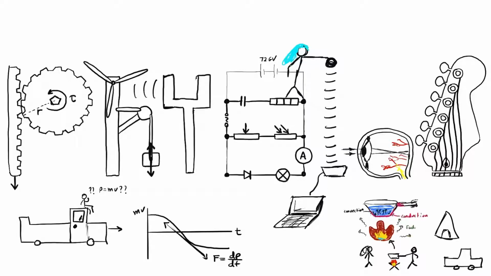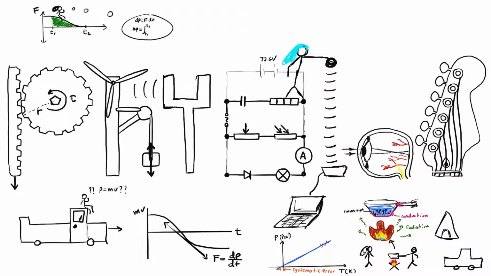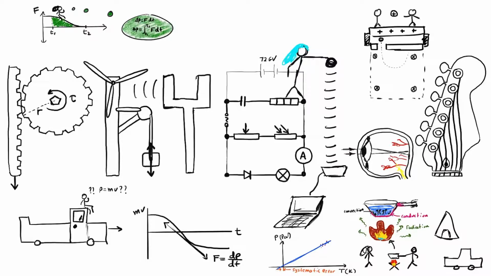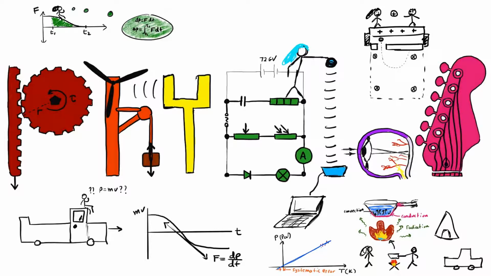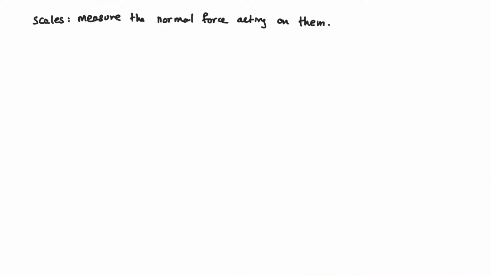In this video, we will be looking into how we can use the third law of motion to solve elevator type questions. We need to know that scales measure the normal force acting on them. So let's have an example here. We've got a scale right here. I'm going to call it S for scale.